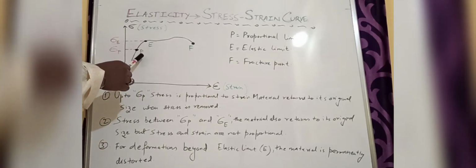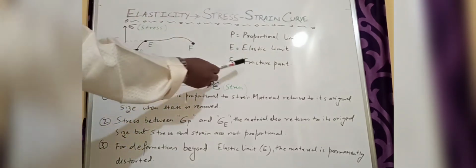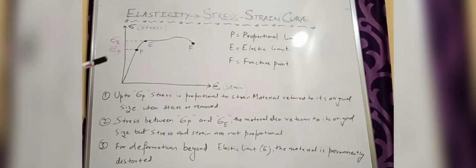In this curve, there are 3 points. Point P is the proportional limit. Point E is the elastic limit, and point F is the fracture point. Now see what the behavior of the solid is.